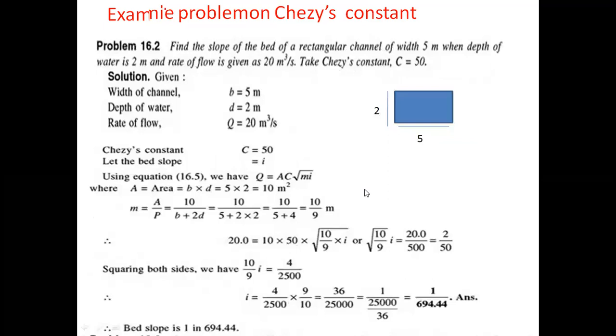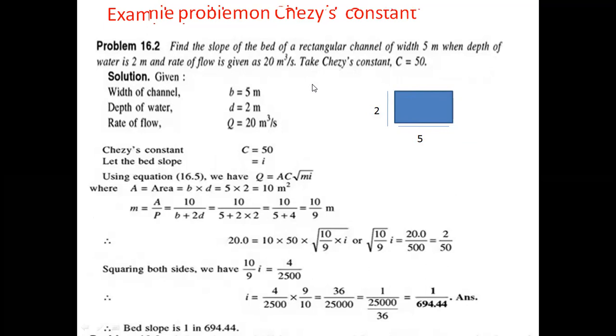This is the formula based on the Chezy's constant. Now another problem: find the slope of the bed of a rectangular channel of width 5 meters, when the depth of water is 2 meters and the rate of flow is given as 20 meter cube per second. Take the Chezy's constant value.